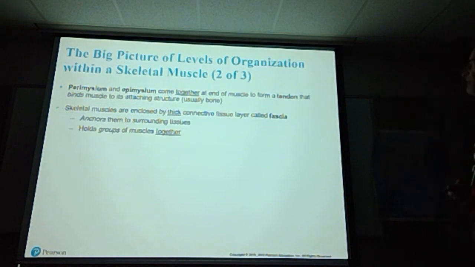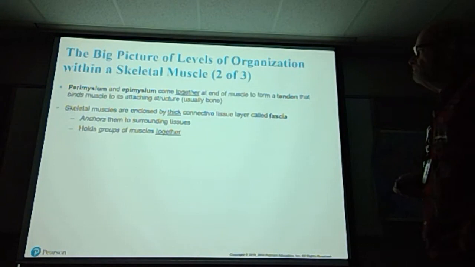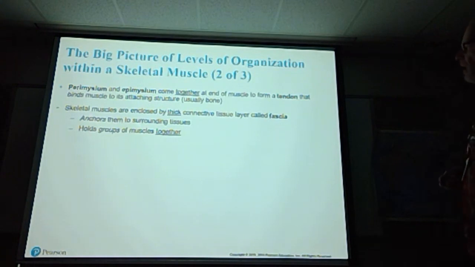Perimysium and epimysium come together at the end of the muscle to form a tendon that binds the muscle to its attaching structure, which is most often bone. Skeletal muscles are enclosed by a thick connective tissue layer called a fascia. The fascia anchors them to the surrounding tissue and holds groups of muscles together.